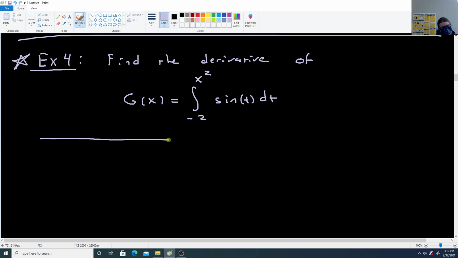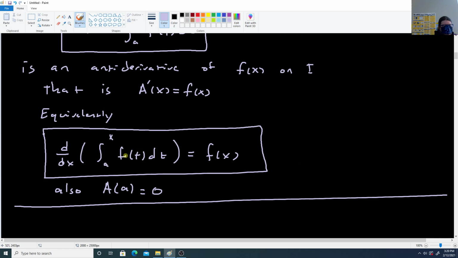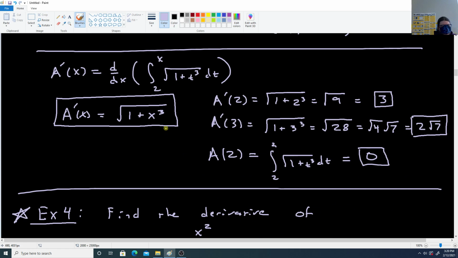So if the upper limit was just an x, the integral from negative 2 up to x, then we would just be able to take d/dx of the equation. We could use our fundamental theorem of calculus part 2 here, and it would just get the integrand with x replacing the t. The problem is we have an x squared instead of an x.